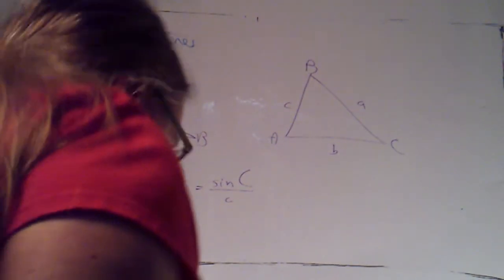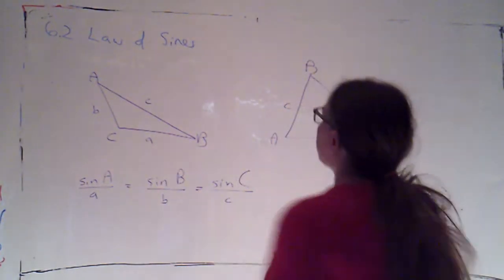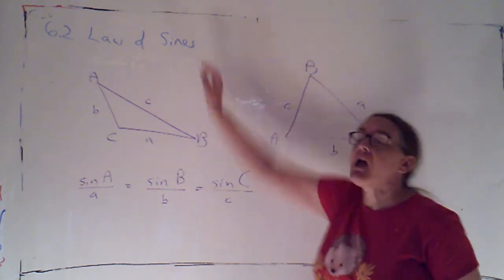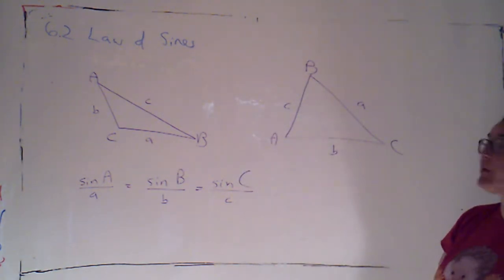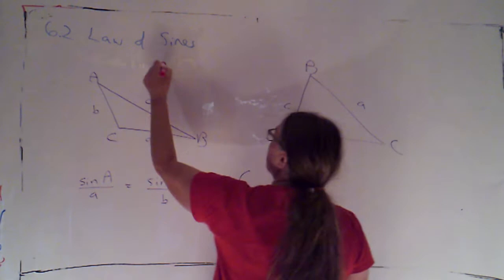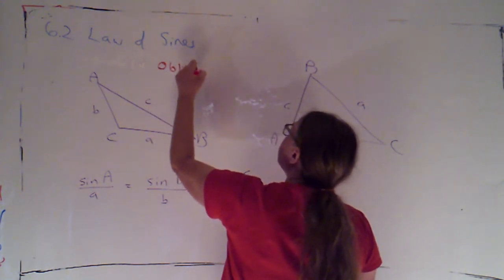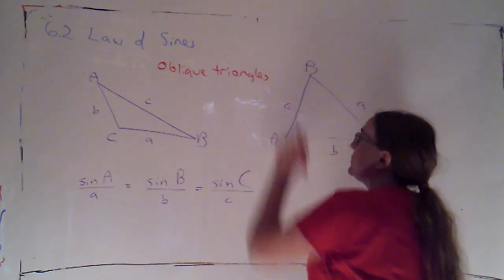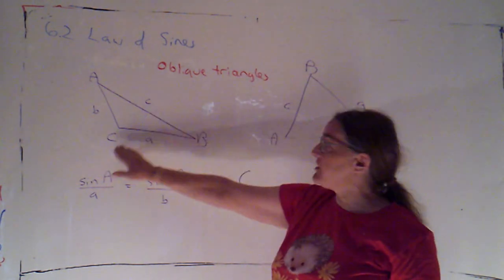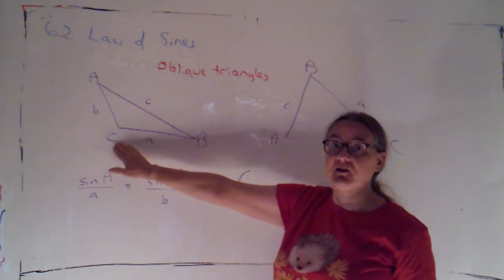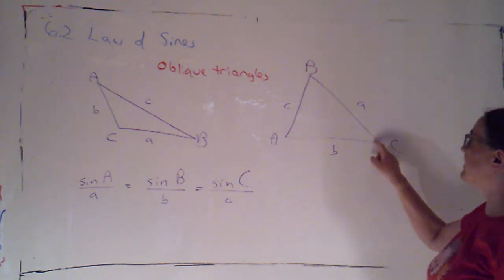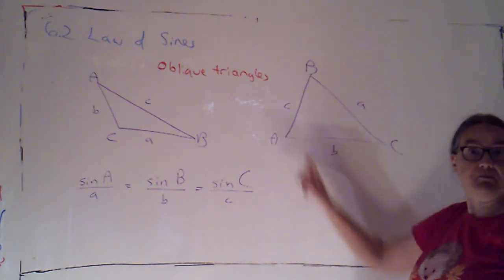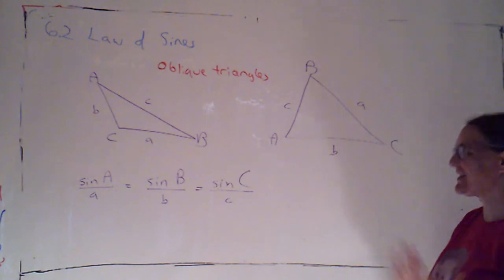In 6.2, we're going to be working with something called the law of sines. Here we're going to be solving triangles, but we're going to be solving oblique triangles. An oblique triangle is just one that is not a right triangle. So it could be an obtuse triangle, meaning that one of the angles is an obtuse angle, or it could be an acute triangle, meaning that all three angles are acute, but no right angles at all.